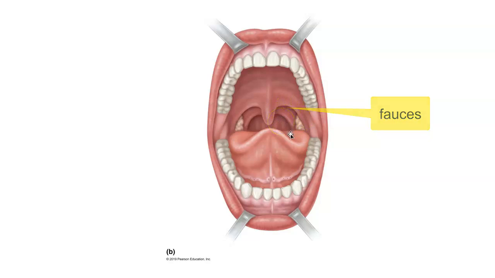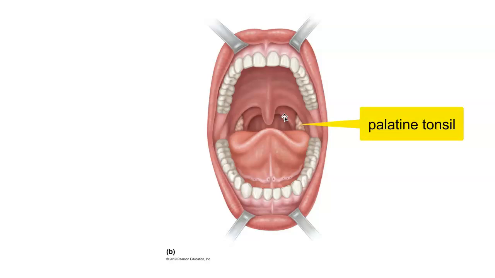You can imagine if we were miniaturized and standing on the tongue and we walked through this archway of the fauces, deep to that is a region called the oropharynx. Here we can see the palatine tonsils in the oropharynx. The lateral walls of the oral cavity are made up by the cheeks. And then the floor of the oral cavity is occupied by the tongue.